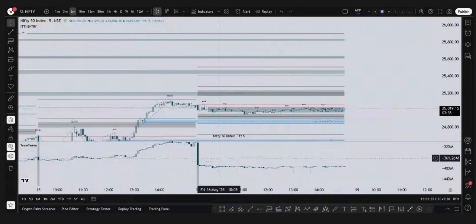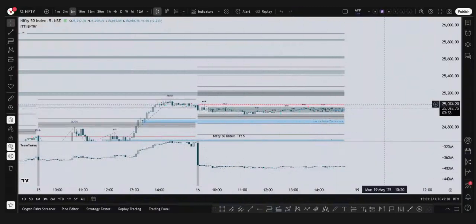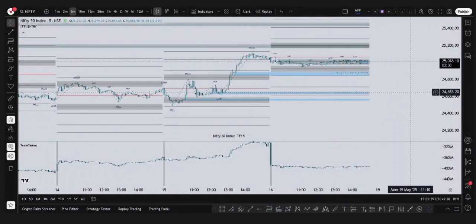But you can see clearly there is not enough volume in the market today. So the price did not move much. So this is the video, guys.